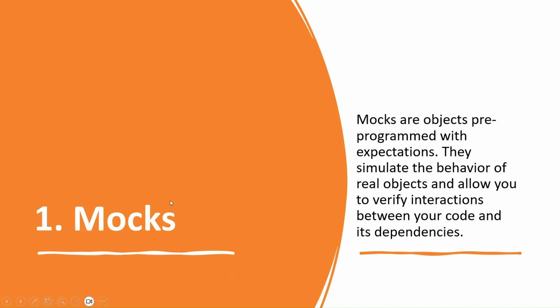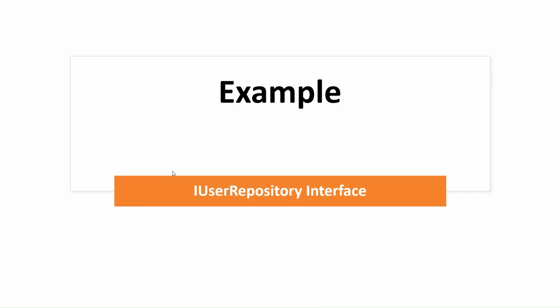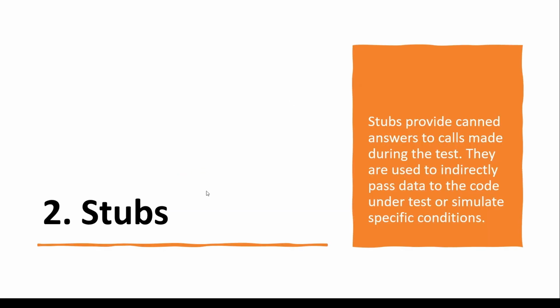So we have talked about mocks and we took a look at a real example of how we can use mocks. The next test double which I'm going to talk about is stubs. Stubs provide canned answers to calls made during the test. They are used to indirectly pass data to the code under test and simulate specific conditions.